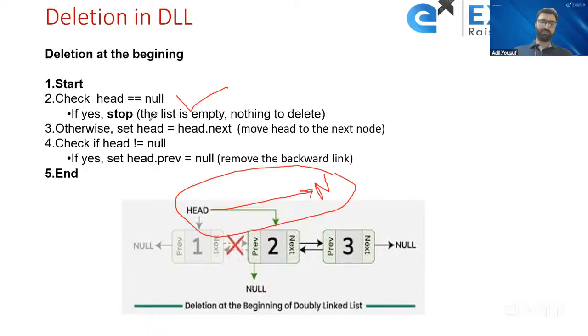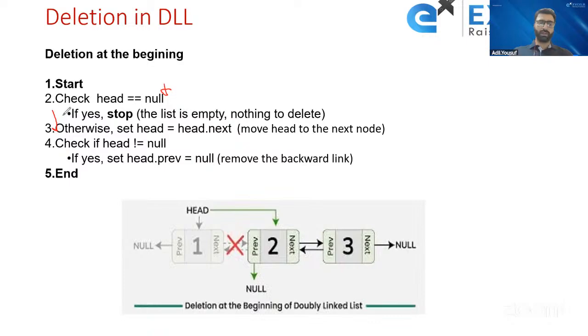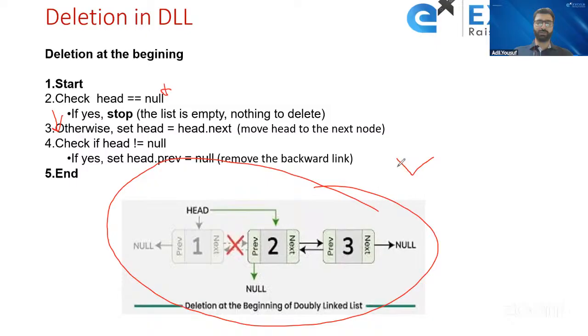Now, otherwise, what will we do? If head is not null, it means there are some nodes in the list, right? If head is not pointing to null, there could be one node, two nodes, or any number of nodes. But the condition head is not equal to null means that the list is not empty, right? That is fine. Now, otherwise, we have to set head is equivalent to head dot next.